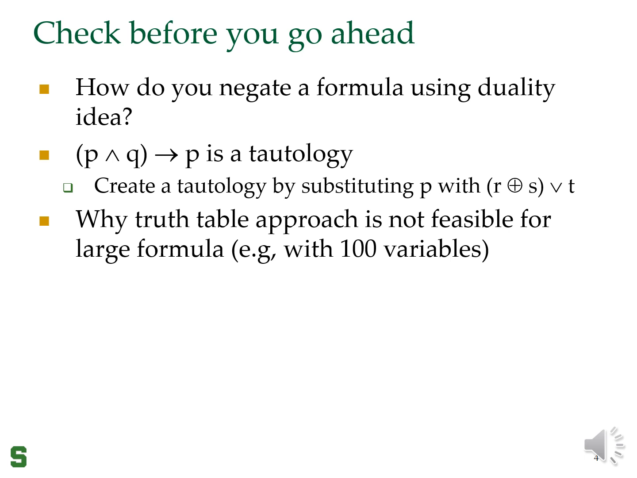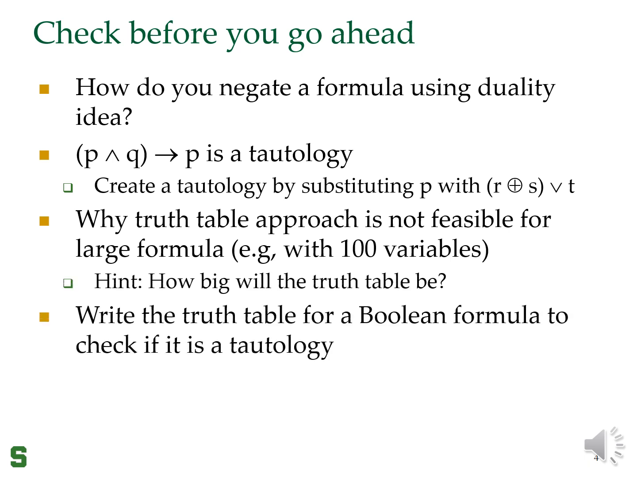Another thing I want you to be sure about is that we had an approach of truth tables, but we decided that it's not going to be good enough when formulas are large. So what's the exact problem? For example, what would happen if I had a formula with 100 variables? What would be the size of the truth table? I want you to be able to write a truth table for a small enough formula, with less than or equal to 4 variables, and see if it's a tautology.